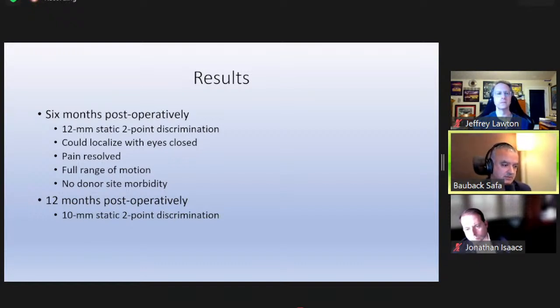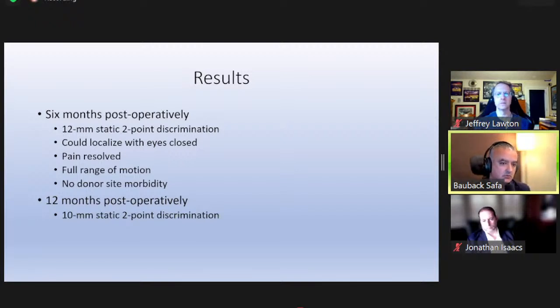About a year later, she has 10 millimeter static two-point discrimination. This is not normal, but obviously it's still good regeneration. And the main thing with her was that her pain was fairly well resolved, and she had full range of motion at that time and was using her hand fairly normally.